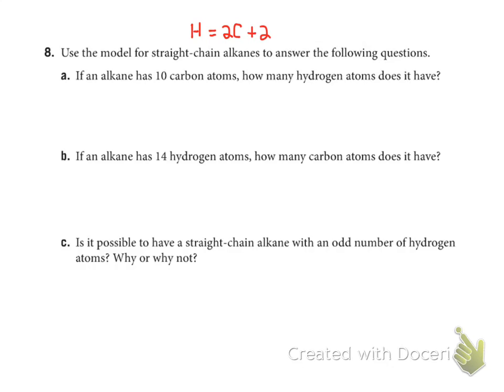Part A. If an alkane has 10 carbon atoms, how many hydrogen atoms does it have? What should we do to figure that out? 10 divided by 2? Why would you take 10 divided by 2? We have 10 carbon atoms. What should we do with the 10?